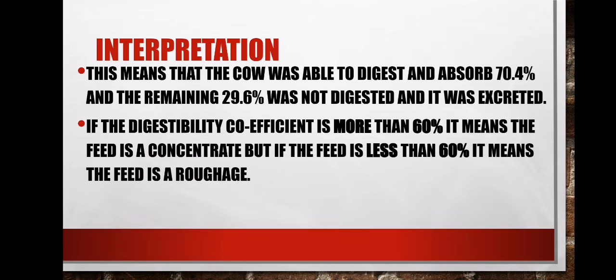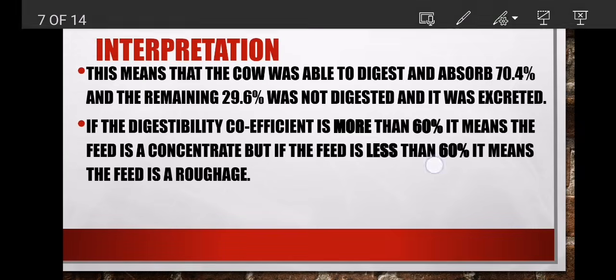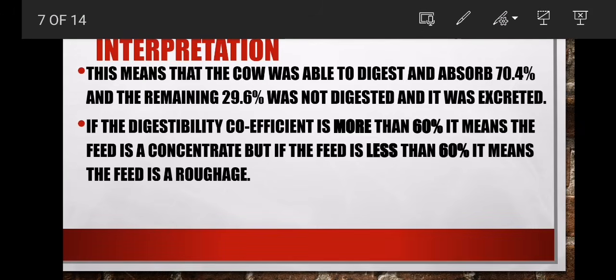Let's look at this one. Another question, they will ask you to categorize the feed, whether it's a roughage or a concentrate. We're still going to talk about roughages and concentrates. But what you do here, we say if the feed has a digestibility coefficient that is more than 60, it means the feed is a concentrate. But if the digestibility coefficient is less than 60, it means the feed is roughage.